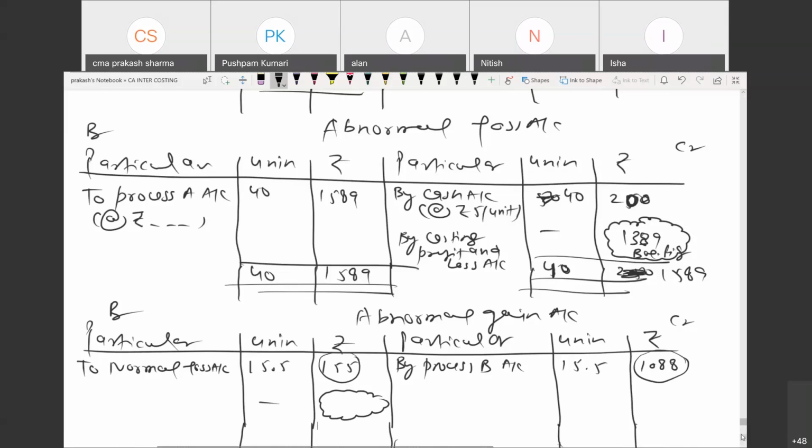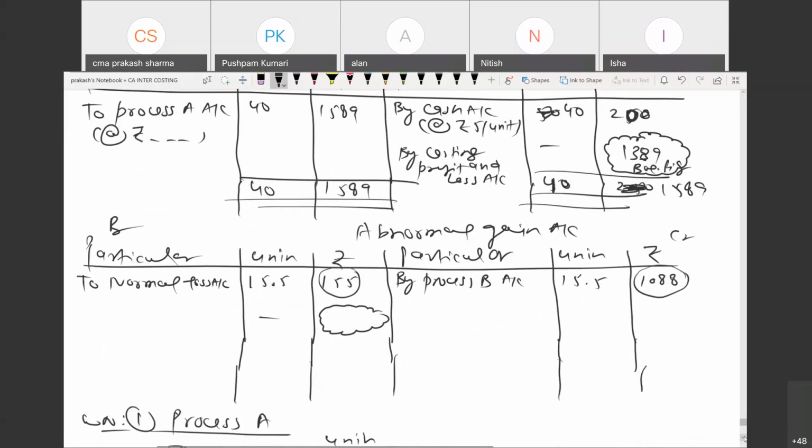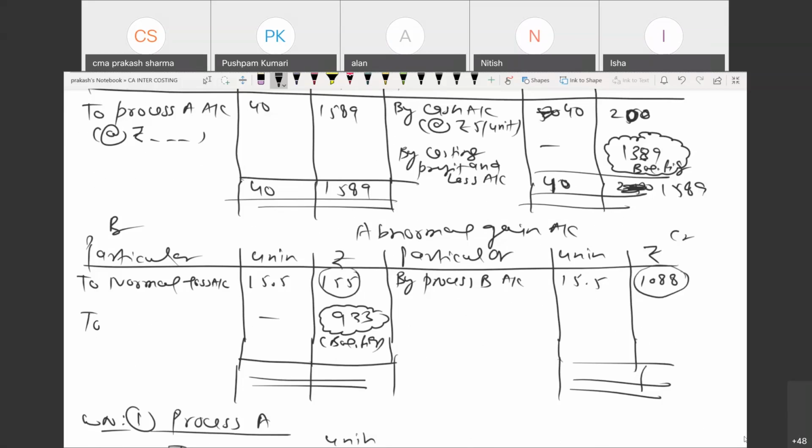बताइए कितना आएगा? 1088 हमें मिला है, या इसकी वर्थ है ये। 1088 is the worth of our abnormal gain, which were initially expected to be lost normally. That could have been sold out as a normal loss at the rate of 155. So there is a net benefit of 933. This is our gain, and this gain again will be transferred to costing profit and loss account.